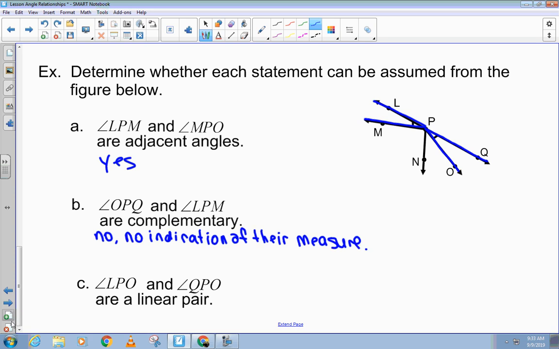Last one. LPO and QPO are a linear pair. They're adjacent, and they equal 180 because they have a common side and opposite rays. They form a straight line, right?